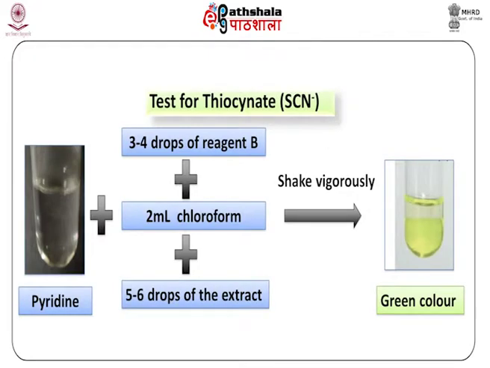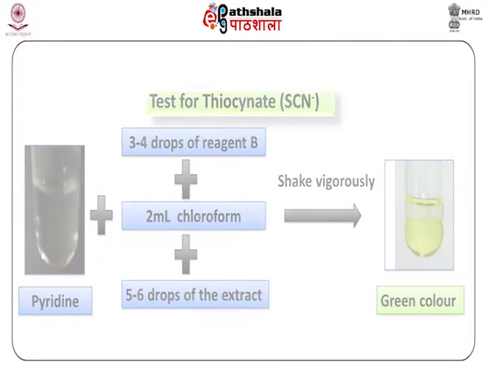Another method for testing the presence of thiocyanate is carried out by taking a few drops of pyridine in a clean test tube. To it, 3 to 4 drops of reagent B are added, followed by 2 ml of chloroform and 5 to 6 drops of the extract. Shake the mixture vigorously. The chloroform layer will acquire a green color, which indicates the presence of thiocyanate.